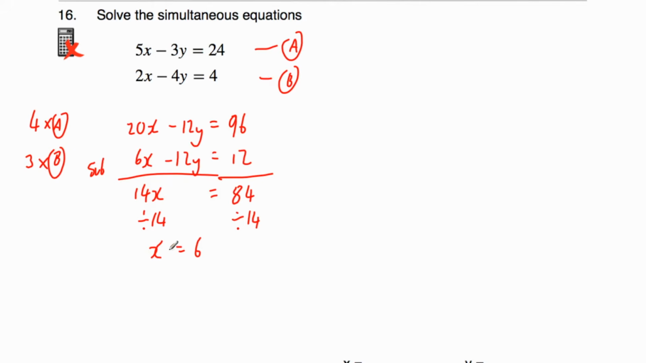Now we know what x is, we can substitute that into either A or B. I'm going to substitute it into equation B, so sub x equals 6 into B and see what we get. Well, 2 times x would be 2 times 6, that's 12, minus 4y is equal to 4. We want to find what y is, so let's take away 12 from both sides. 12 take away 12 is 0, so we'll be left with minus 4y equals, and on the right hand side, we've got 4 take away 12, that's going to be minus 8.